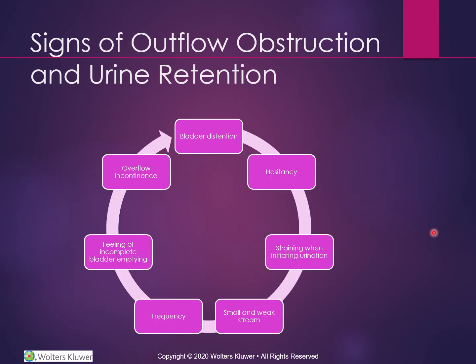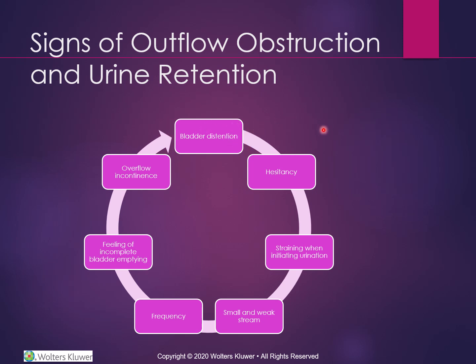So some different signs and symptoms that we see with outflow obstruction and urinary retention. One big one is bladder distension. As we get urinary retention, the bladder distends, and we can see long-term compensatory and decompensatory changes involved in that. There is a really good discussion in your reading about the different compensatory and decompensatory changes that you should review in this chapter.